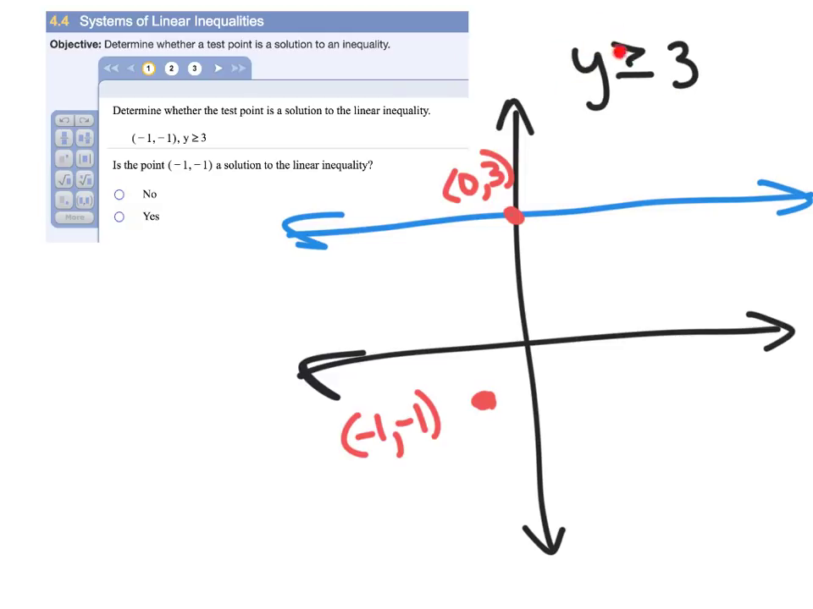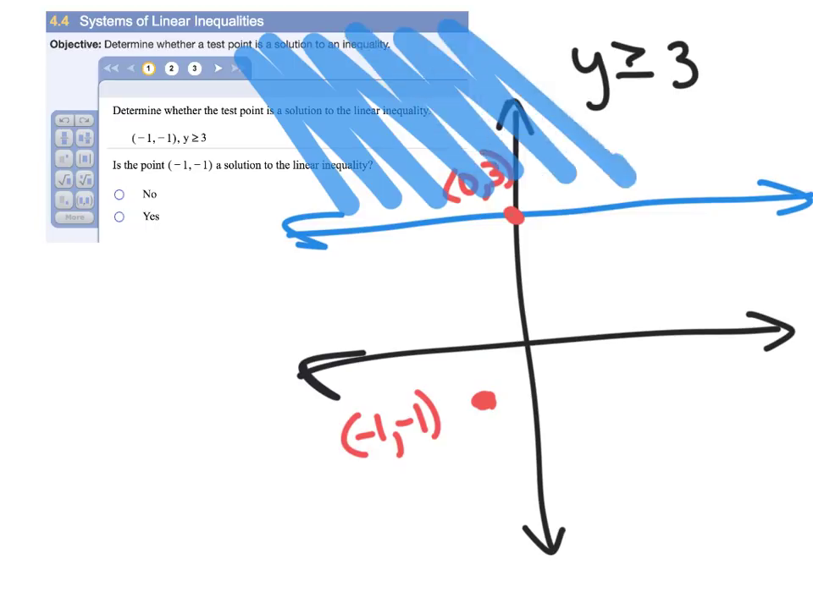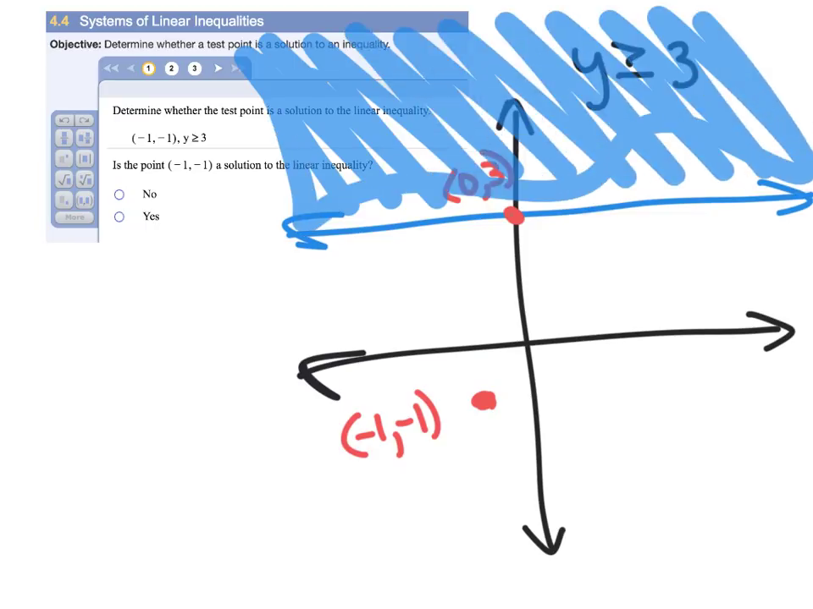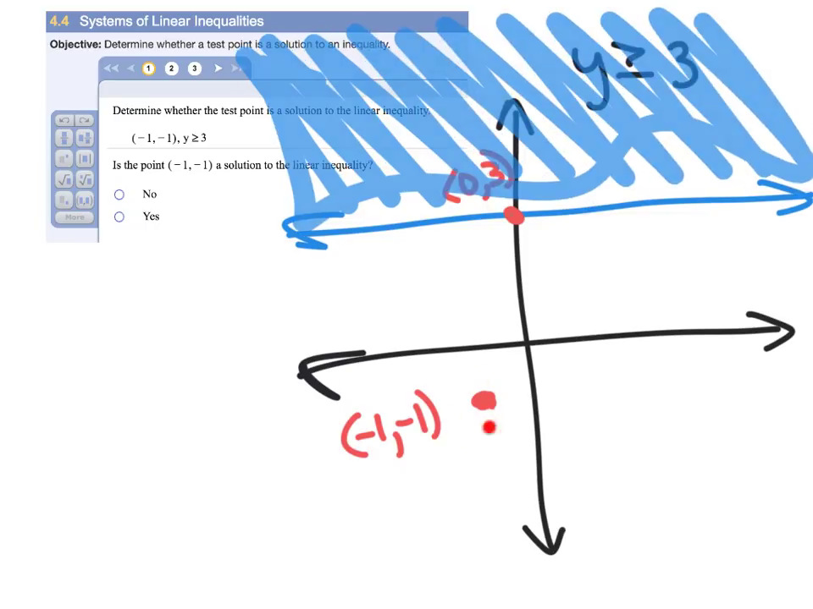So the real solution, y is greater than or equal to 3, is above the line, which means it's really everything up here above the line. So that tells you that this point is not part of the solution. The answer would be nope, it is not part of the solution. But here's how you would show it mathematically, like if it was too close to call and you couldn't quite tell just by looking at the picture.